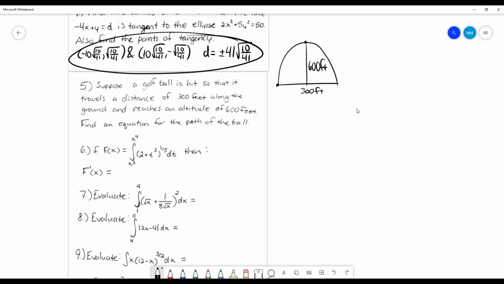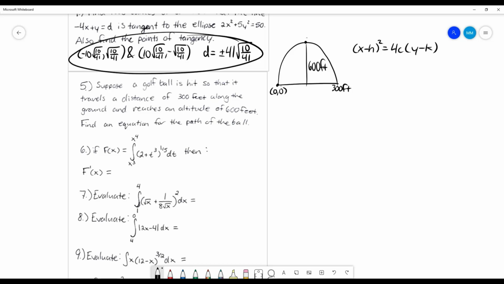Well, right here, we're going to start, our starting point, we'll call that origin. So it starts at 0, 0. It goes a distance of 300 feet. Actually, I'll write that over here so that's a little clearer. And it goes a height of 600 feet. Well, that tells me it's a parabola with symmetry with respect to the y-axis. So it's going to be a parabola in the equation like this.